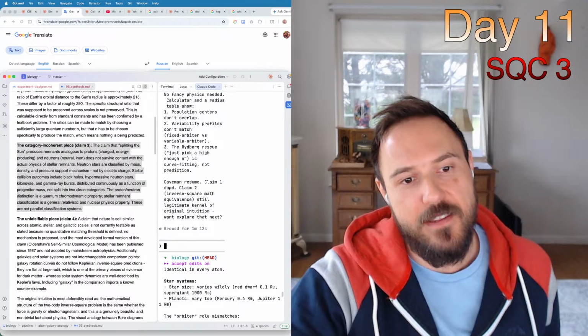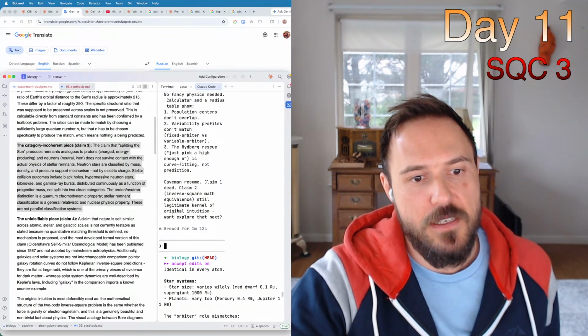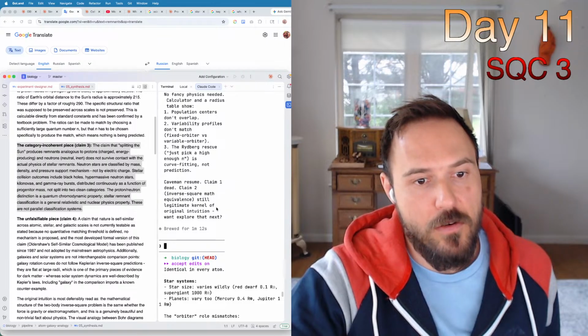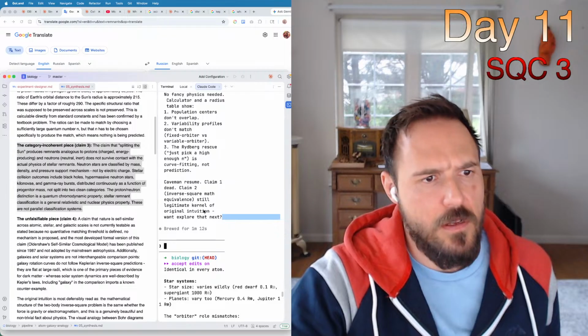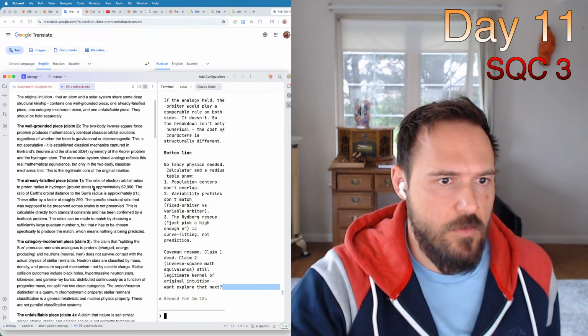Claim 1, dead. Claim 2, inverse square mass equivalence, still a legitimate kernel of original intuition. What to explore next? Claim 1 dead. Claim 2, the two-body inverse force problem production.